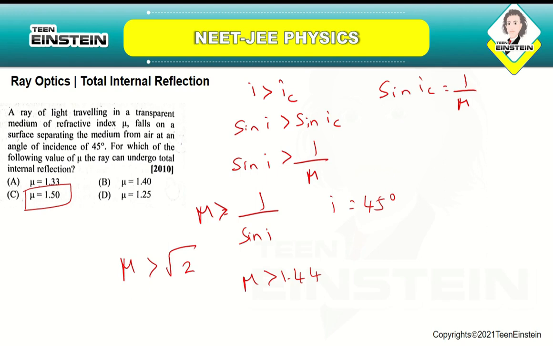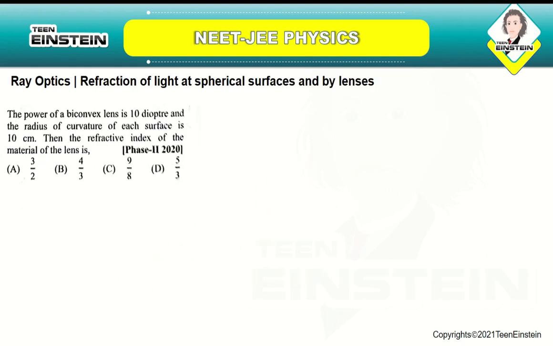Okay, let us now move on with the next question. The power of a biconvex lens is 10 diopter and the radius of curvature of each surface is 10 centimeter. Then the refractive index of the material of the lens is?